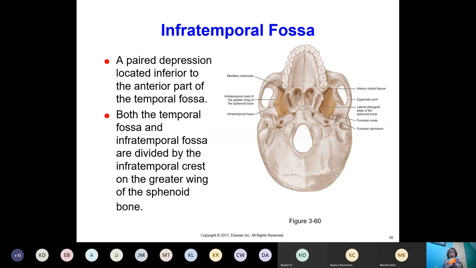Infratemporal fossa, there's one on each side, just like the temporal fossa, there was one on each side. The infratemporal fossa is a paired depression located inferior to the anterior part of the temporal fossa. So here's the temporal fossa right here, and it's going to be inferior and anterior. So it's going to be right in here. I don't know how well you can see that. Let me see if I can turn this up. Right in here.